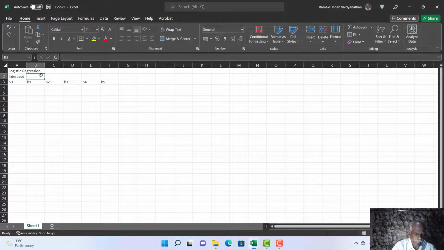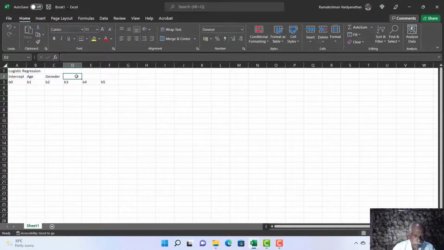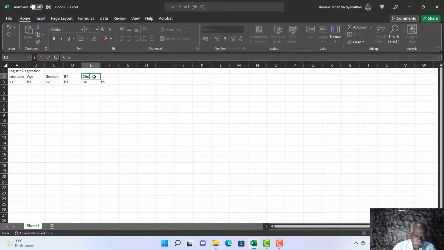First I will take it as age. It will be a numerical value. This is a numerical data. Right? And then B2 is gender. This is a nominal data. And then B3 is BP value. It will have 3 values: low, high or medium. And then cholesterol also we will have low, high or medium. And then obesity also we will have low, high or medium.